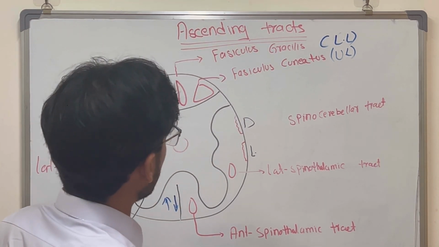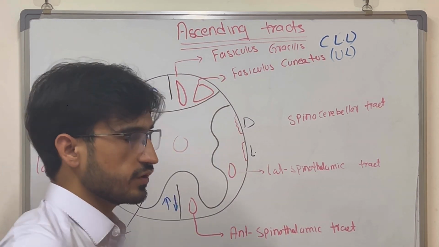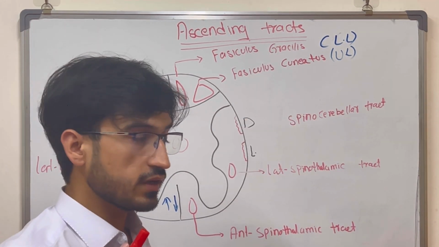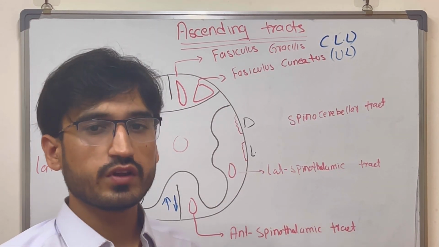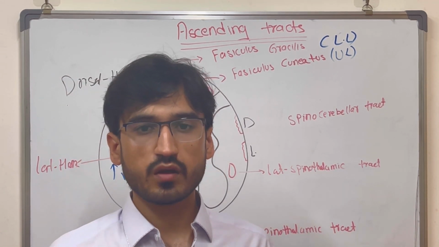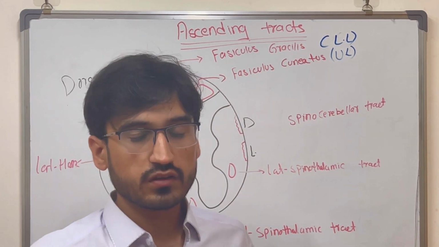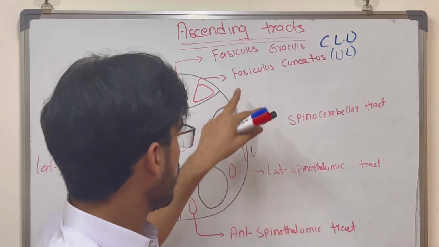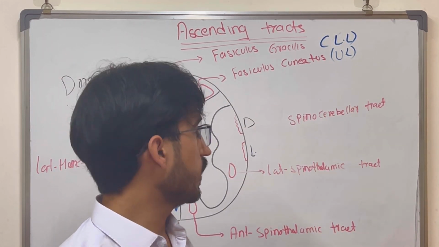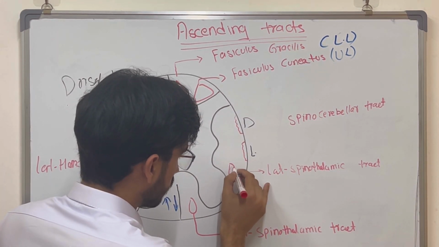So let's talk about these ascending tracts. In the dorsal tract there are two tracts present. One is the fasciculus gracilis and the next one is the fasciculus cuneatus. From where do they come? Fasciculus gracilis comes from the lower limbs and fasciculus cuneatus comes from the upper limb. On the lateral side there is one present, this one.